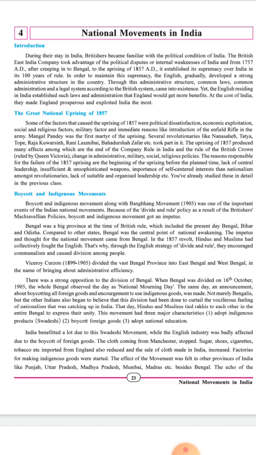Now let us see the first topic, the Great National Uprising of 1857. Uprising means an act of resistance, or a revolt, in the year 1857. Some factors that caused the uprising of 1857 were political dissatisfaction, economic exploitation, social and religious factors, military factors, and immediate reasons like the introduction of the Enfield rifle in the army.